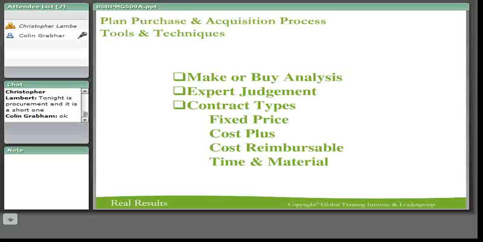I've only done it once. It wasn't a unique thing. It was because we went out for tender twice, and we couldn't get more competitive prices. But yes, we have done that. Well, I've done it. The other one is cost reimbursable.